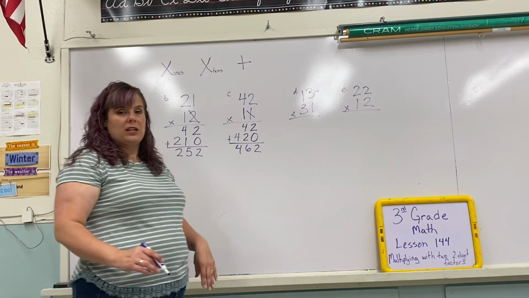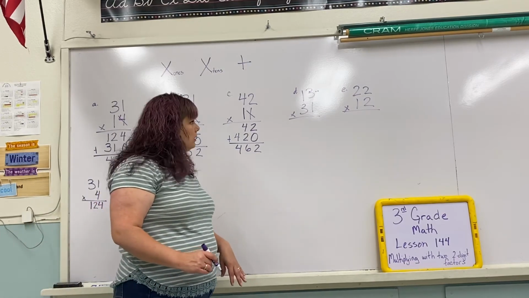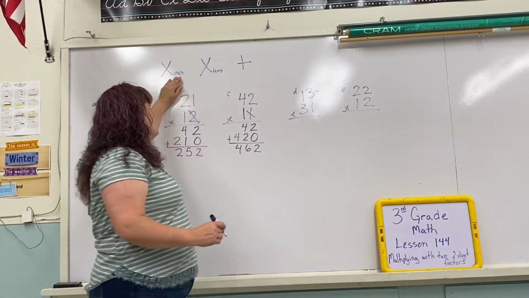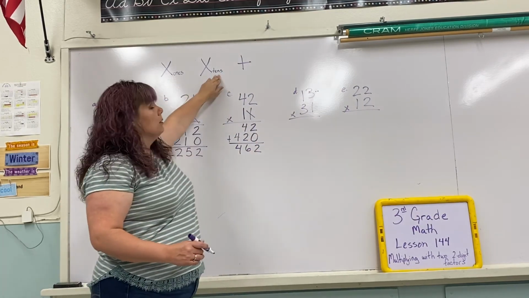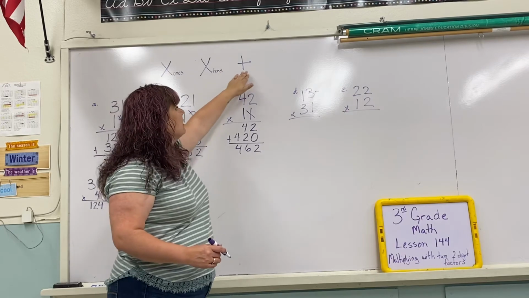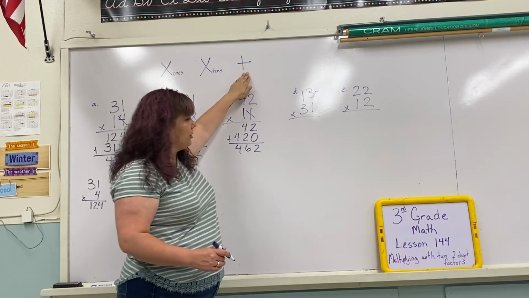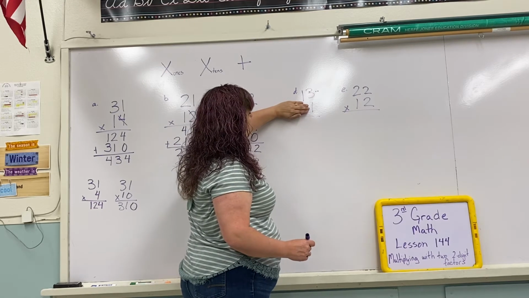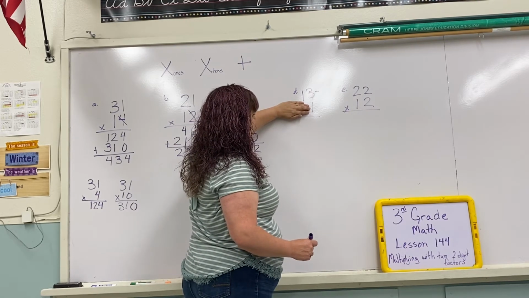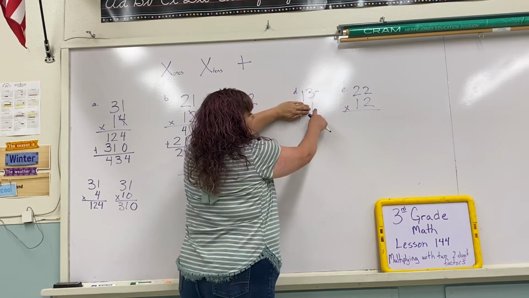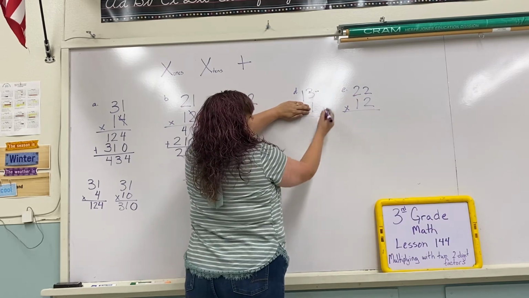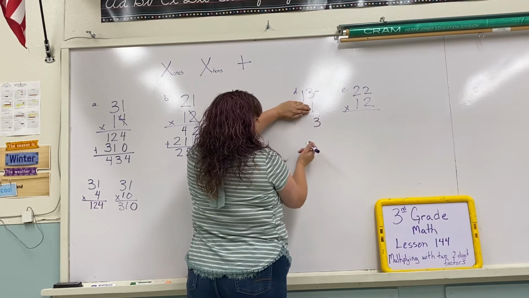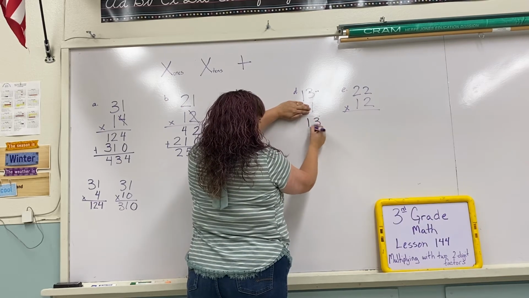Pause me if you need to finish, if I went too fast for you. And we're going to go on to D. Remember our steps. Multiply the 1s, multiply the 10s, then add them together. Okay, 13 times 31. We're going to cover up the 3. The 10s don't exist right now. We're only talking about the 1s. 3 times 1 is 3. 1 times 1 is 1.